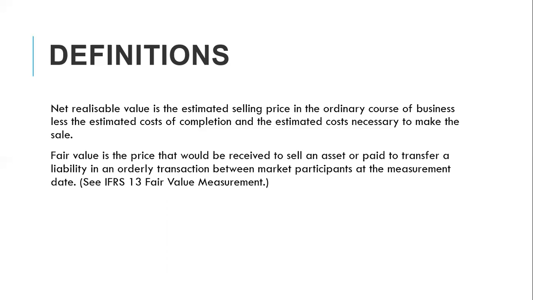For example, if it is a work in progress, an estimated cost necessary to make the sale, that is selling cost. So basically, net realizable value is the estimated selling price, the current selling price if we take the asset to the market, less estimated cost to complete the asset, if applicable, then less selling costs. All right. So whatever that net realizable value gives you, compare it with the cost of that asset. Whichever one is lower is the value of the inventory.